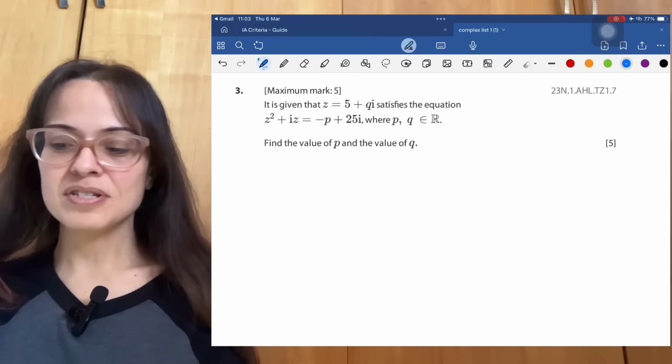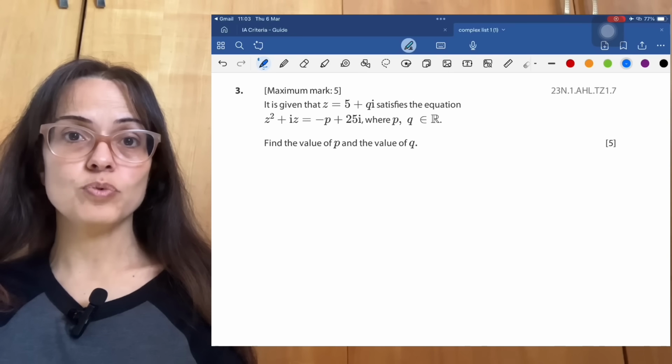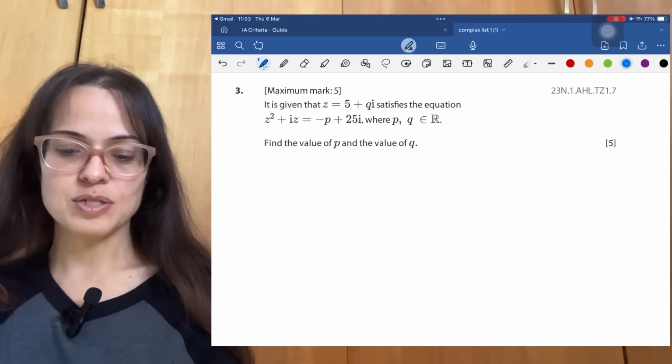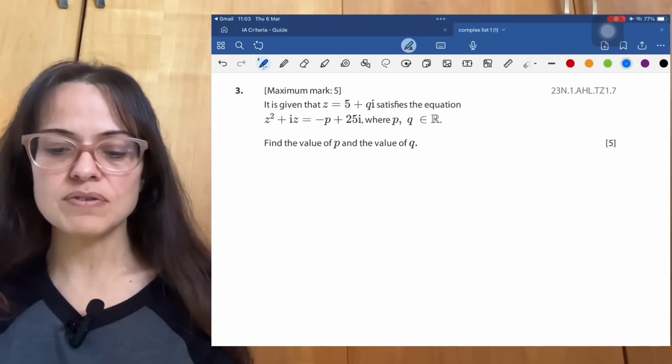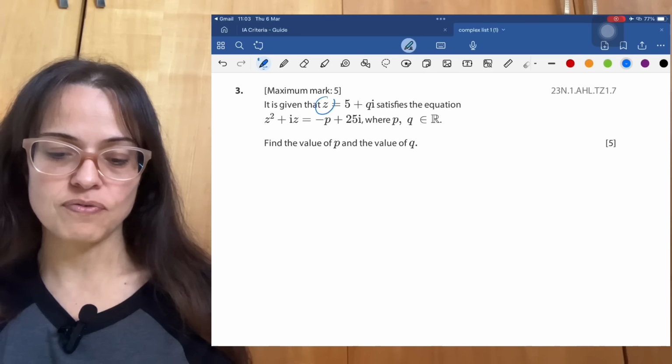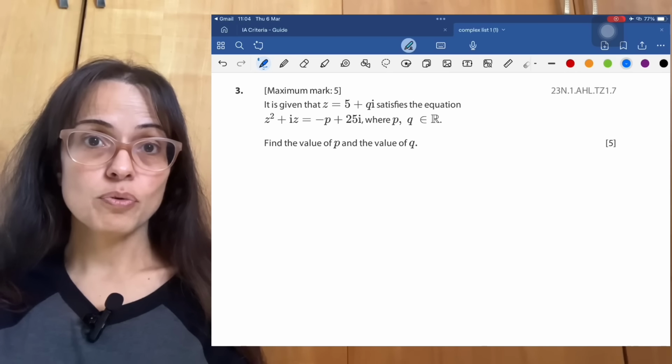Okay, the third question seems very similar to the first one that we did. It's an equation. He is basically asking us to solve it. It's a little different because he's not asking us to find z. He's asking us to find p and q, where q is the imaginary part of z, and p is a number that is just in the equation. So a slightly different question, but it's going to be the same thing. What you have to know is that an equation in a complex number becomes two equations in real numbers, and then you go from there.